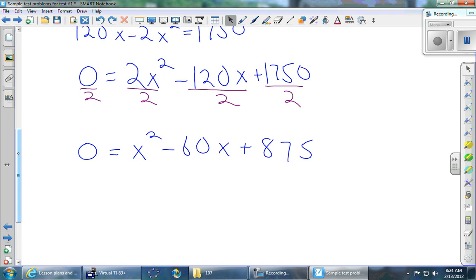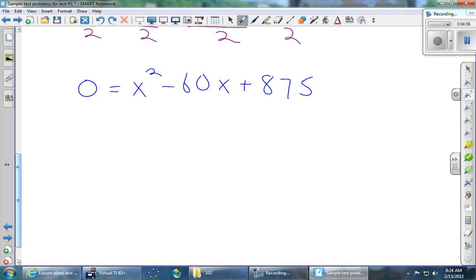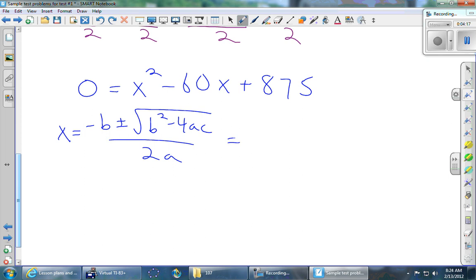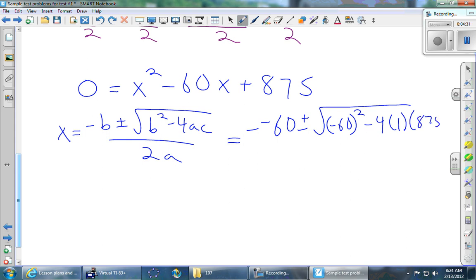Okay, so if you can factor this, then I guess you should. If not, then quadratic formula. I just don't know how to factor 875 and get a 60, but I'm sure it does factor. So if you see it, then that's great. So we'll use our quadratic formula. And then we'll plug in. So negative 60 plus or minus the square root of b squared, negative 60 squared minus 4 times a times c, all divided by 2a.